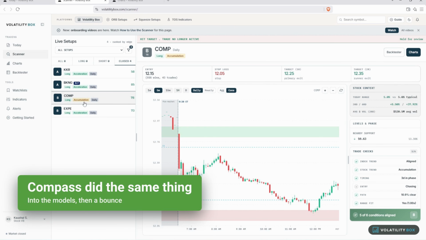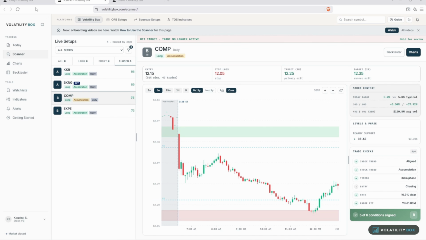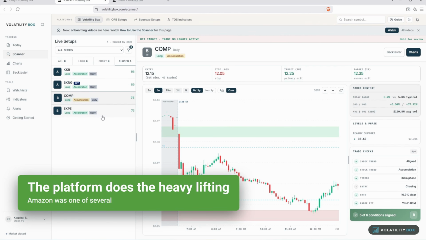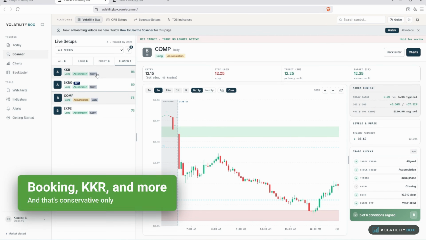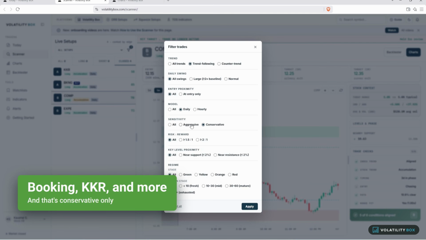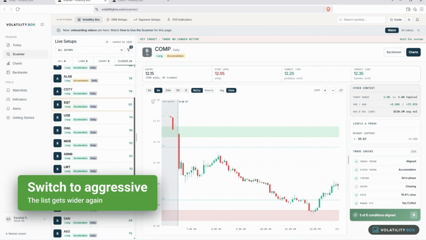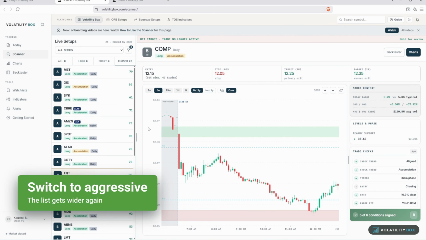Another example was inside of Compass. Really nice trade here inside of Compass as well. Fall straight into our conservative models, and we see a really nice bounce from there. So Amazon was just one example. This is where the platform does the heavy lifting for you. If you're okay diving deeper, you can find picks like the ones inside of Compass, Expedia, we had Booking.com, KKR, a lot more picks that you can take a look at. And this is, again, just focusing on the conservative models. If you apply aggressive, you'll find a lot more setups available to you.